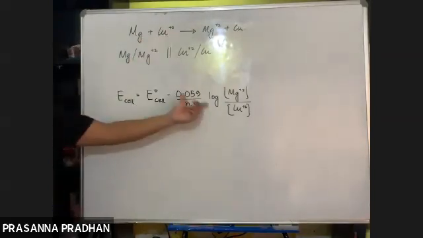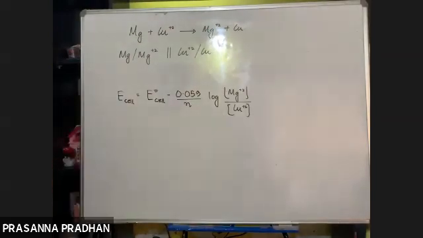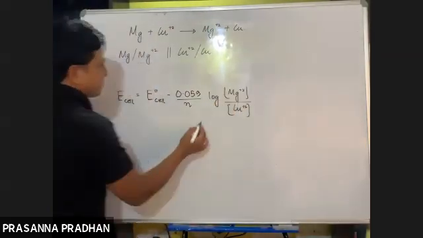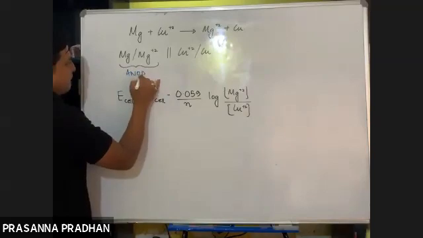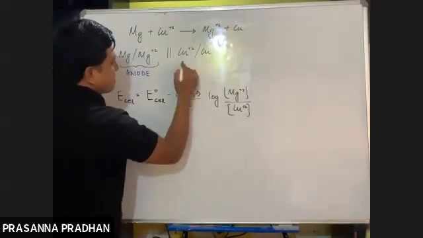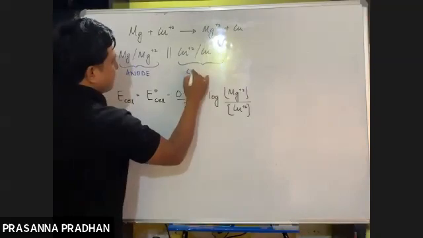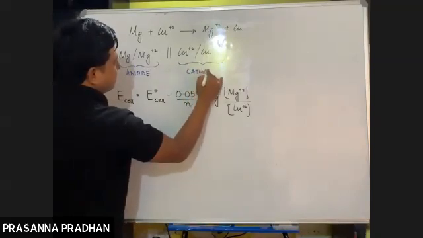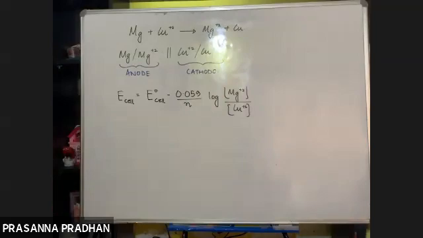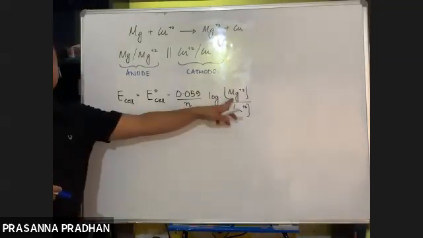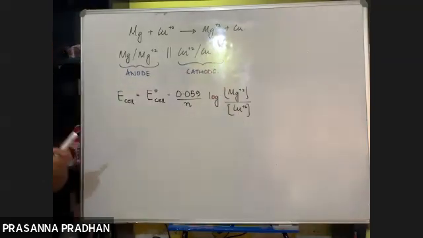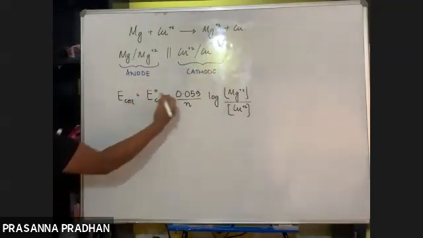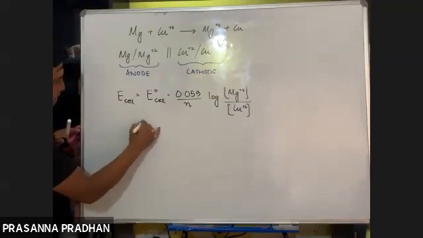Okay, so from the full cell reaction, we wrote down this Nernst equation. Now see, this magnesium dipositive is the species which is present at the anode compartment. Here we have copper dipositive, which is the species present at the cathode compartment. So we can also modify this Nernst equation in this way.